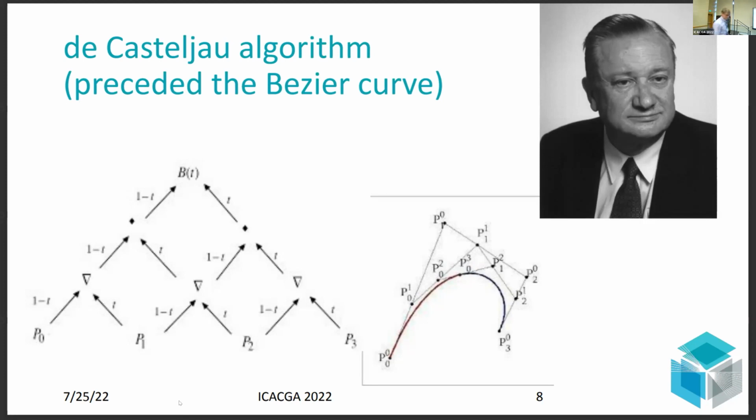So you input these control points at the bottom here, and then you use linear interpolation iteratively to compute the point on the curve. It turned out that this algorithm gave you the same function that Bezier was doing. These guys are in the same city too, right? Bezier claims it was independent. De Casteljau less so, but that's another story.